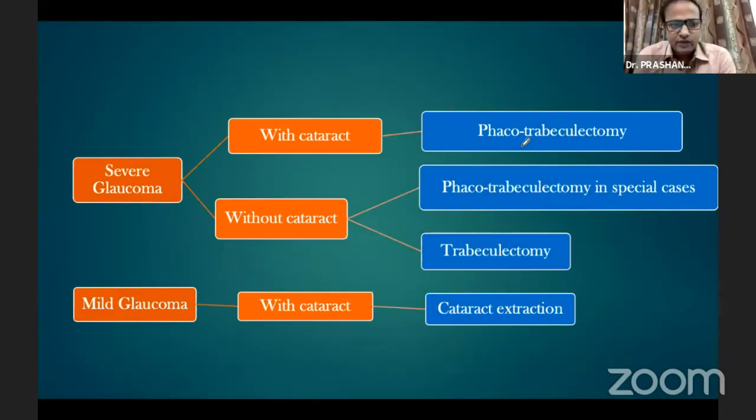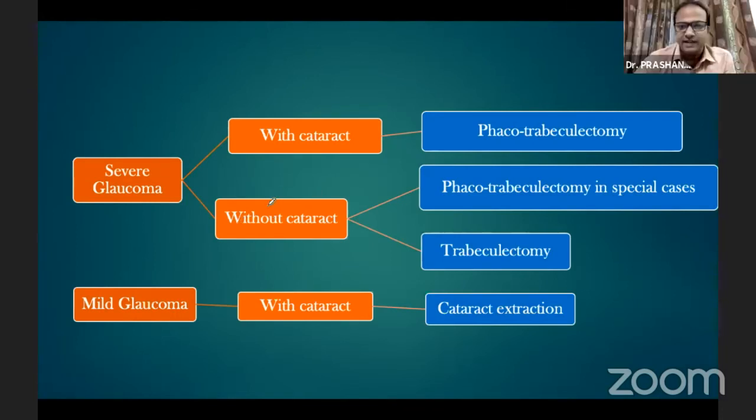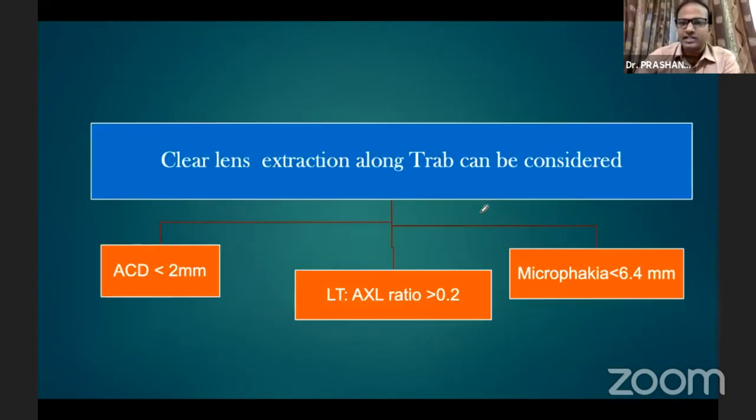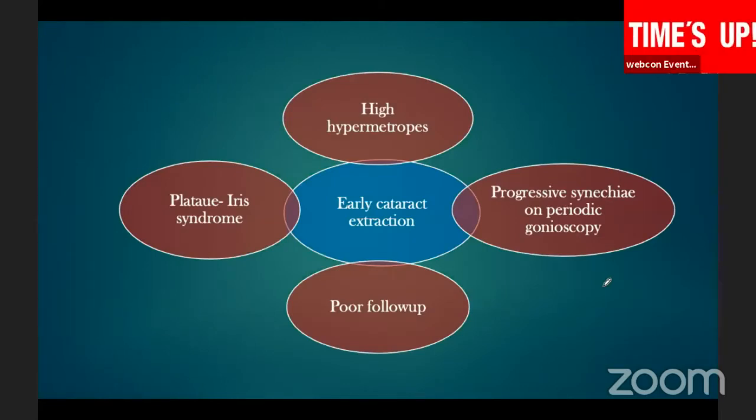So the actual flowchart should be: in case of mild glaucoma with cataract, we should go ahead and do a cataract surgery. If the patient has severe glaucoma with cataract, a combined procedure should be done. And if the patient doesn't have cataract, we should do a trabeculectomy only. Phacotrabeculectomy should be done in special cases only, where the anterior chamber depth is less than 2 mm, the lens thickness to axial length ratio is less than 0.2, or there is microphakia and the sagittal diameter is less than 6.4 mm. And also in special conditions where we can consider early lens extraction, but not clear lens extraction.